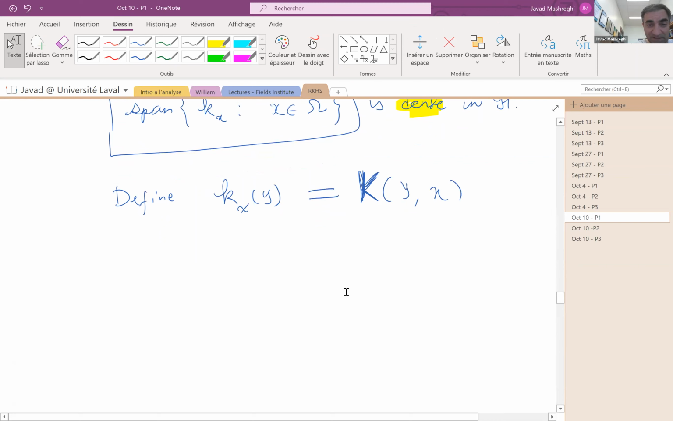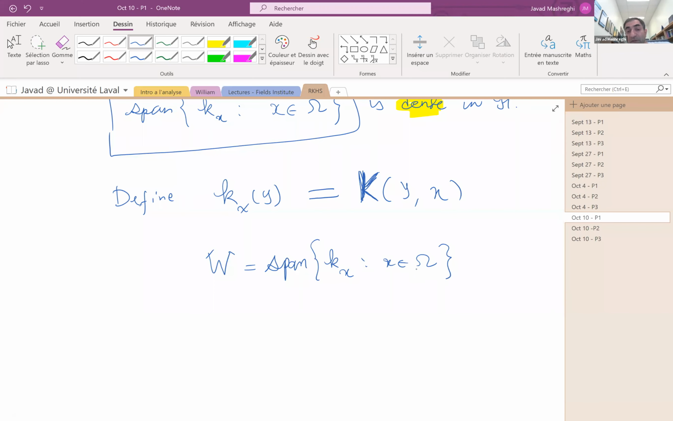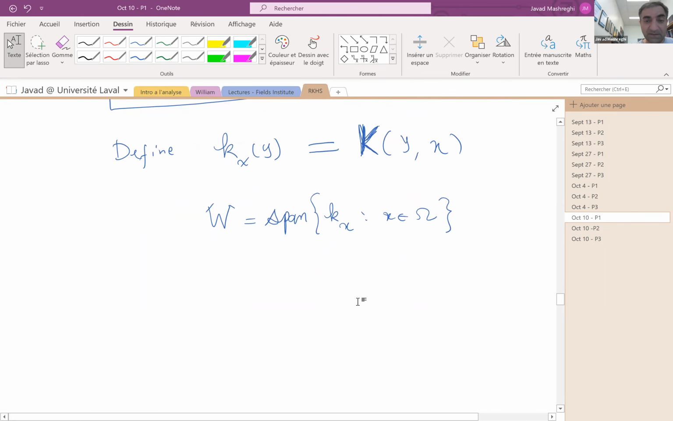We define little kx. We also define W to be a span of these functions. We have all of this. We know that this has to be dense in our eventual space. So we start from here. And here is the procedure. The definition is the first step.